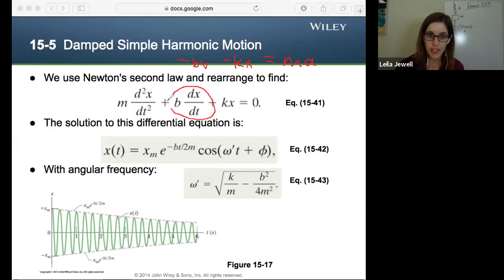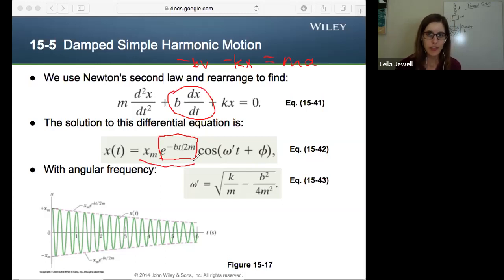And because we have this extra term, it just modifies our solution to the differential equation slightly, where our position as a function of time will still be x max, and it will still have cosine of omega t plus phi. The real big difference is that now we have this exponential decay, e to the negative bt divided by 2m. Everything in front here is the amplitude, and it is going to get smaller as time passes.